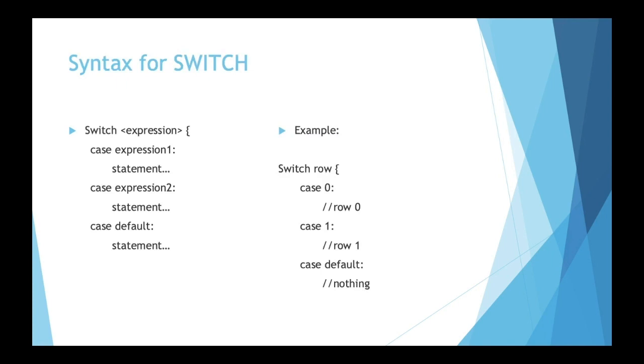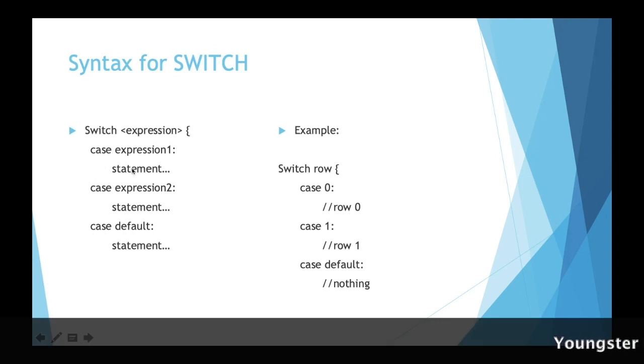Next, syntax for switch. Switch keyword will be used followed by the expression, and in the curly braces we have different cases, and at the last we have default case, and every case contains some number of statements. In an example, as we can see, switch row, curly braces open, case 0 means when row equals to 0, this should happen, row equals to 1, this should happen, and when none of the values matched with the row, default case should happen, right? So this is the syntax for switch.